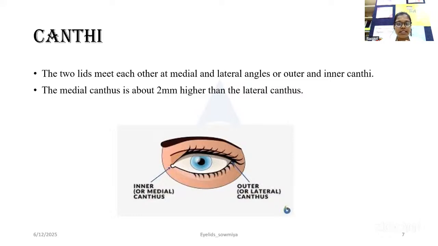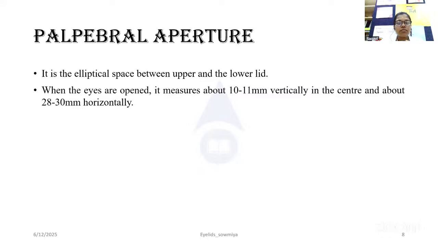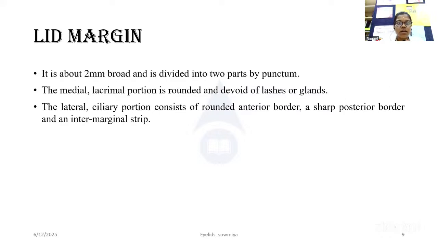Canthi. The two lids meet each other at the medial and lateral angles, or the inner and outer canthi. The medial canthus is about 2 mm higher than the lateral canthus. Palpebral aperture. It is the elliptical space between the upper and the lower lid. When the eye is open, it measures about 10 to 11 mm vertically in the center and about 28 to 30 mm horizontally.